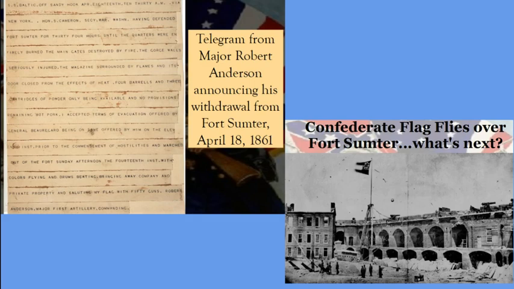And here's a picture of what Fort Sumter looked like after the battle, and they cleaned it up some. You can see there's some debris down there, and the walls are kind of crumbling, but they have the Confederate flag flying over it, showing that the Confederates won that first battle.